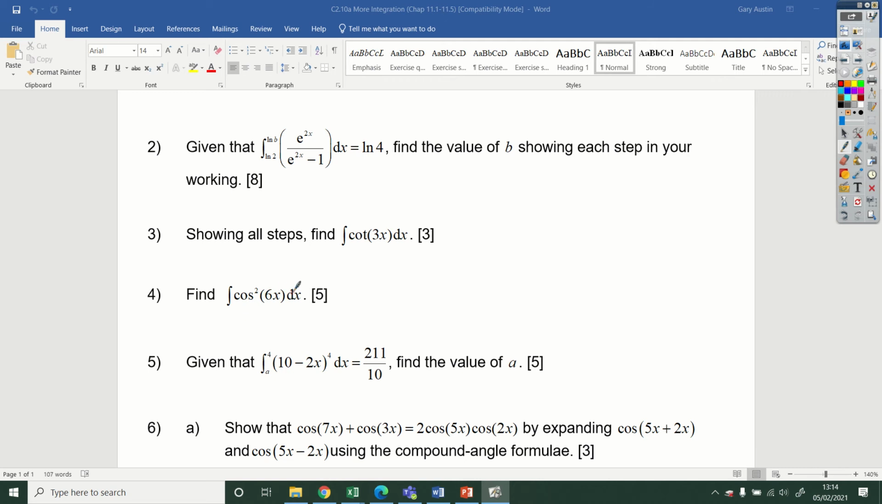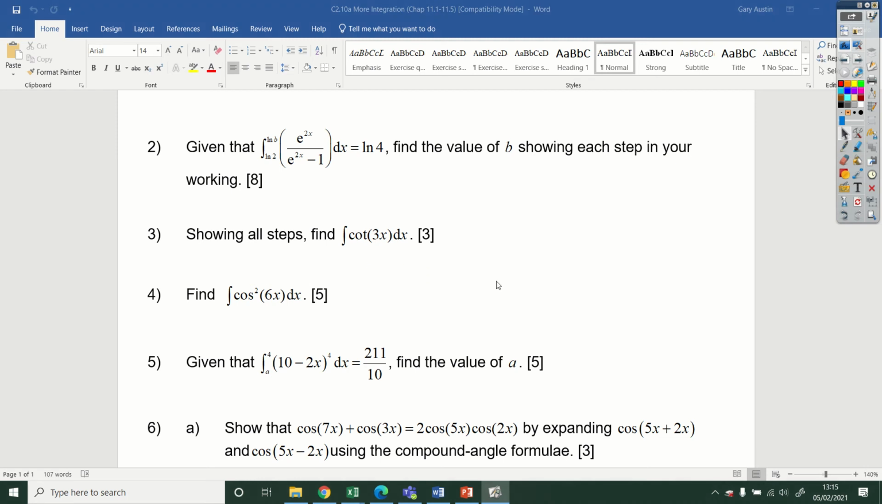For cos squared of 6x, for question 4, you're going to be wanting to turn this power of cos into some alternate form using an identity. I'll leave it to you to look back through your notes and think about which one that's going to be. And again, just like the previous question, think about how the fact that it's 6x is going to change your answer, and you may want to differentiate your answer back again to check that it matches.